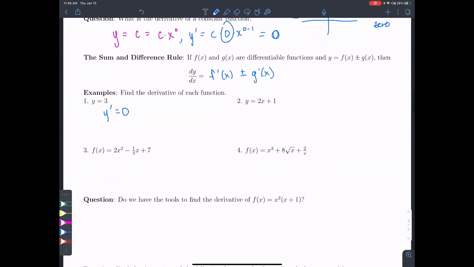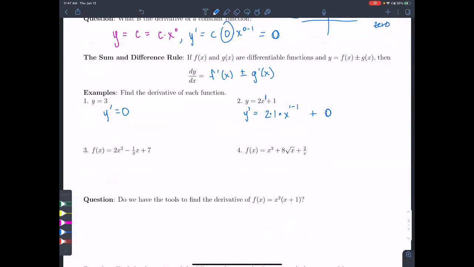Number 2, looking at 2x plus 1, y prime. This is like f, and this is g. So we can take the derivative of those pieces. So the derivative of 2x would be 2 times x, exponent down front, sorry. This is x to the 1. We have exponent down front, decrease it by 1, and then plus the derivative of that constant is 0.